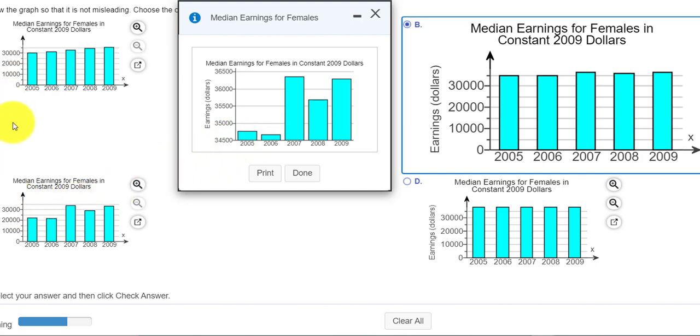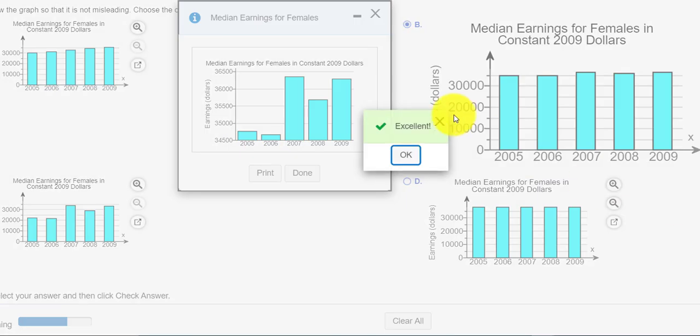So letters A and C, both of my first bars start below 30,000. But when I looked at letter B and D, you can see my bars are above 35,000, or right, this is a little bit above 35,000, right? Because it's 20, 25, 30, 35. So that wouldn't work. But choice B, you can see if this is 20, 25, 30, 35, right, we're slightly below 35. So this looks like this would work. I check answer, and I get the excellent.